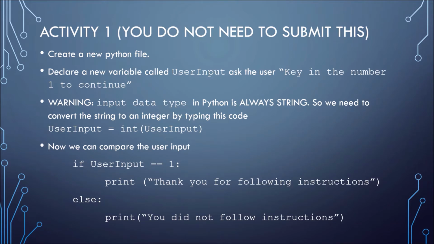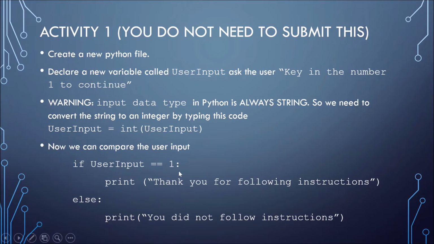Now, let's try this activity together. We are going to create a user input and ask the user to key in a number 1 to continue. Now, when you have a user input, by default, it is always a string. So we have to convert this input from a string to an integer using the function int(). This integer function is to convert a string, or sometimes a float, into an integer. And then we can compare.